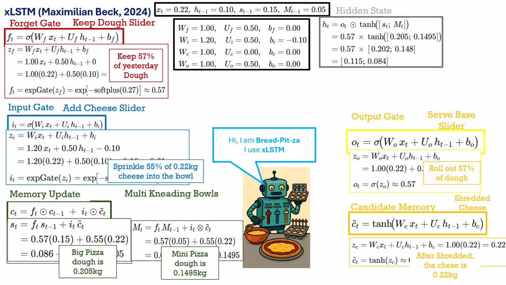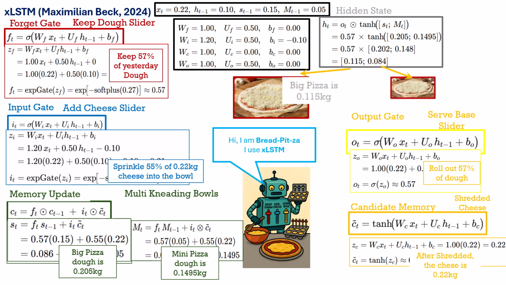Okay, next, after we decide to roll out 57% of dough, now we need to put the sphere dough into the tray and flatten it. Okay, now we have a big pizza with a weight of 0.115 kilo and a mini pizza with a weight of 0.084 kilos. But it should be mini pizzas, a lot of minis, because mini pizza should be a matrix which has many numbers inside it.